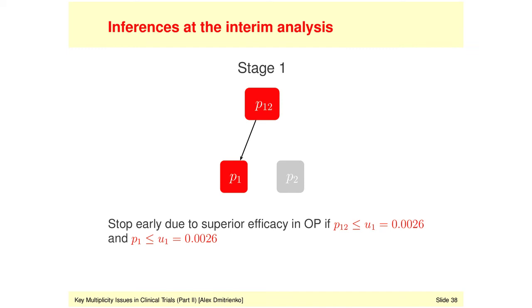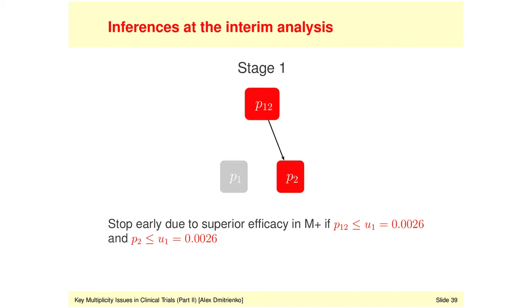The adjusted significance level that needs to be applied at the interim analysis is 0.0026, and therefore we can justify a decision to stop the study early due to superior efficacy within the overall patient population if p12 is less than or equal to that adjusted significance level, and simultaneously with that, this is a very important point here, p1 is also less than u1.